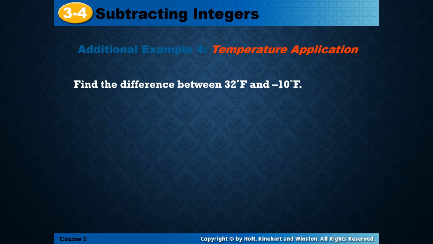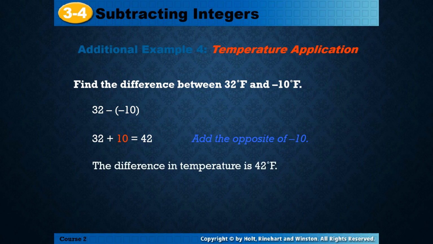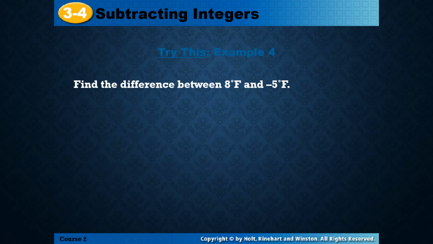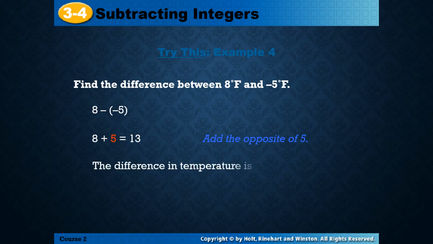Now here there are a few real life examples. Find the difference between 32 degrees Fahrenheit and minus 10 degrees Fahrenheit. So we are simply writing in order 32 minus minus 10, which is 32 plus 10, that is 42 degrees. Right. Next, find the difference between 8 degrees Fahrenheit and minus 5 degrees Fahrenheit. It is 8 minus minus 5, which is 8 plus 5, it is 13.